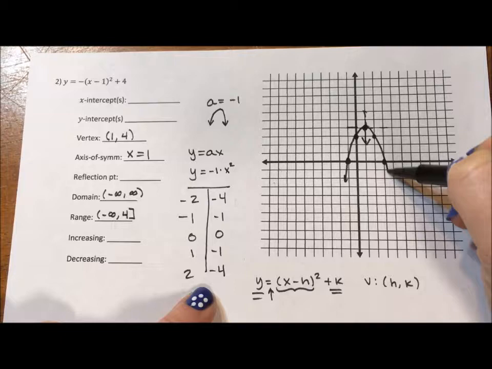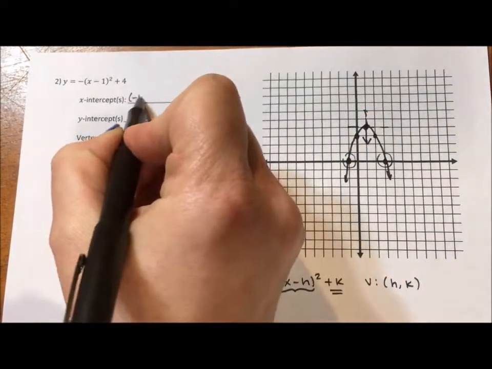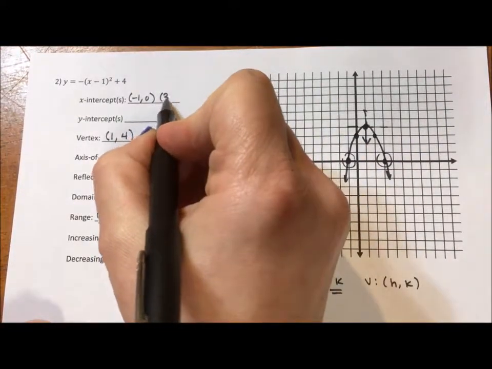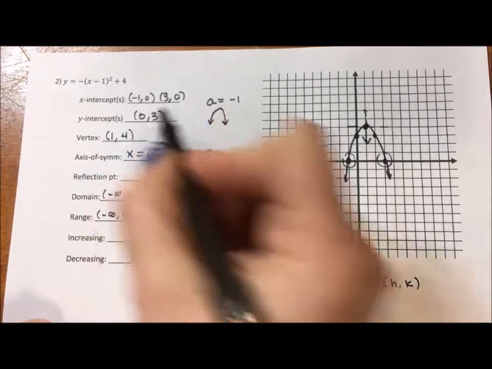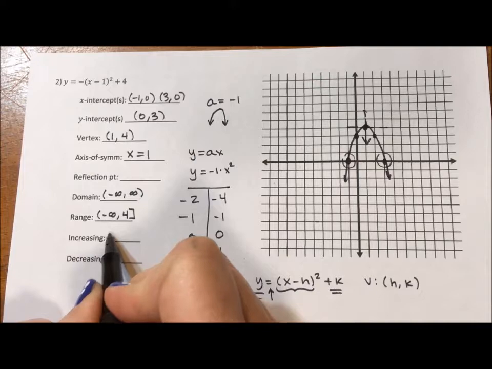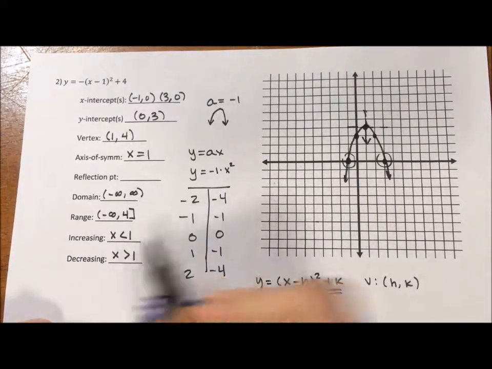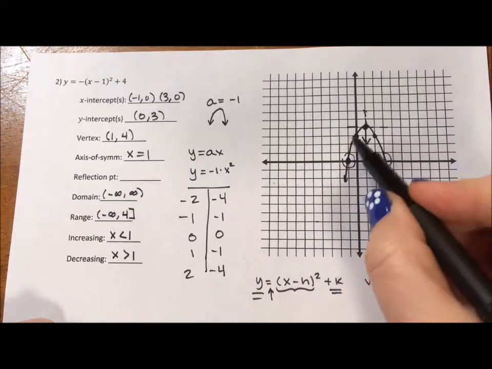Let's see what we get. We get our x-intercepts. Our x-intercepts are negative 1, 0, and 3, 0. Our y-intercept is 0, 3. We are increasing up to the vertex, so we're increasing when x is less than 1 and decreasing when x is greater than 1. And then our reflection point is the fifth point.